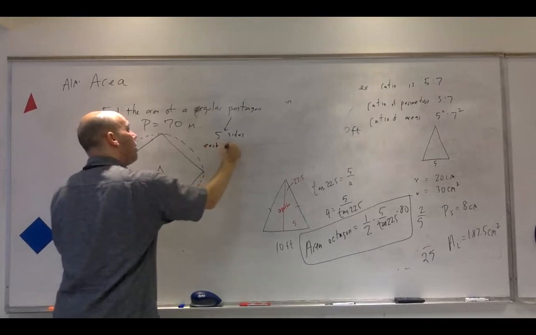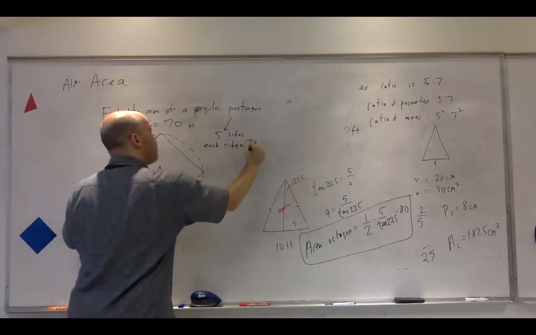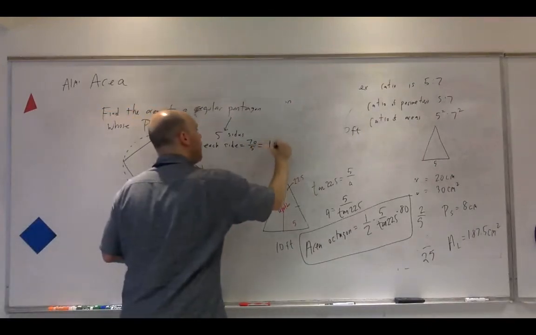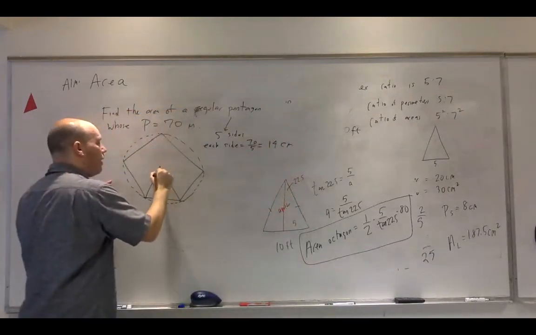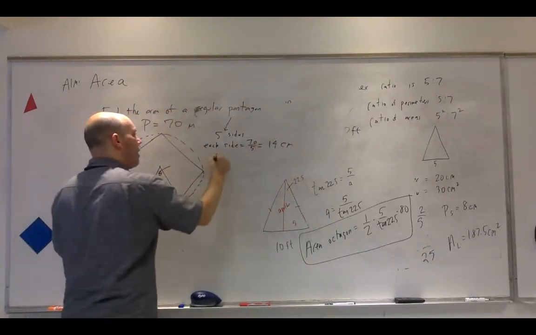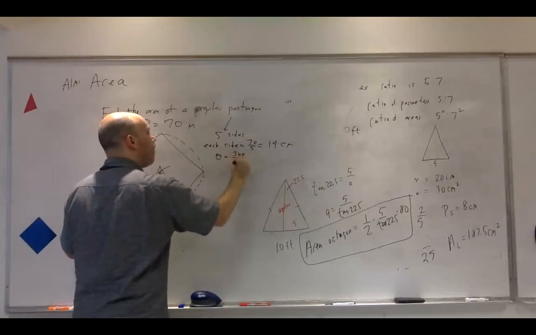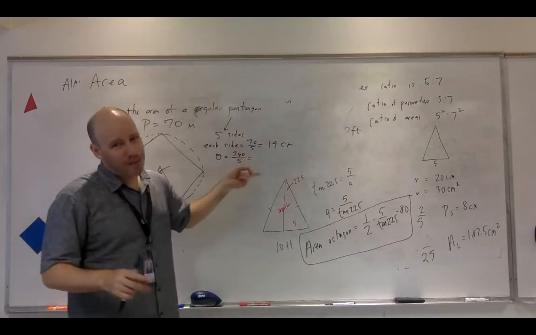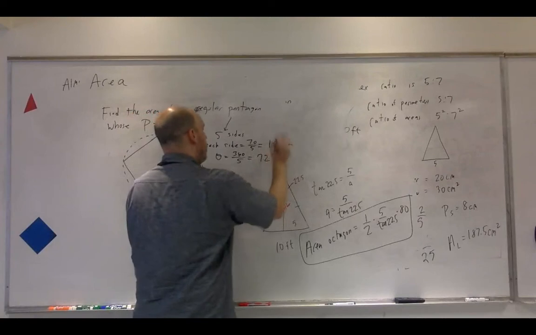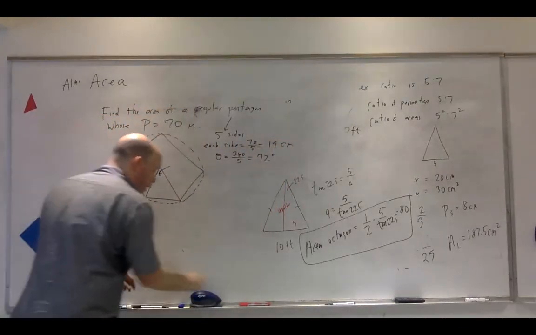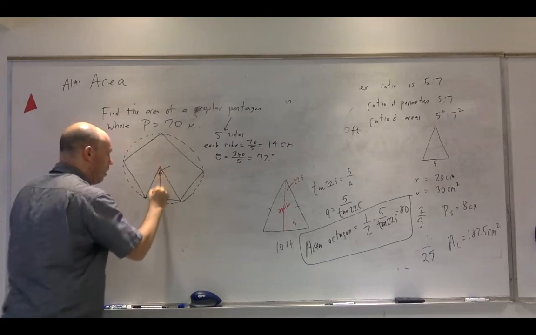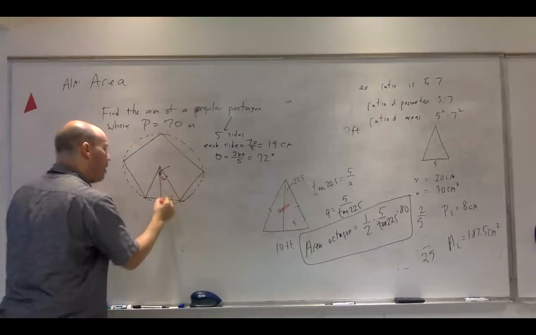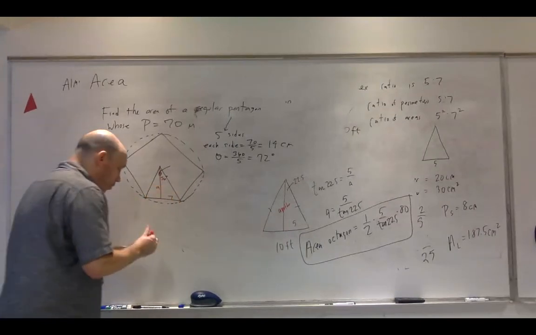So first of all, each side is equal to 70 divided by 5, which is 14. And the question is this angle here, what is theta? Theta is equal to 360 divided by 5, which is, well, 360 divided by 10 is 36, so 360 divided by 5 is 72. So if I drop the altitude, this is 36 degrees. I know that this is 7. And so I can find the apothem.